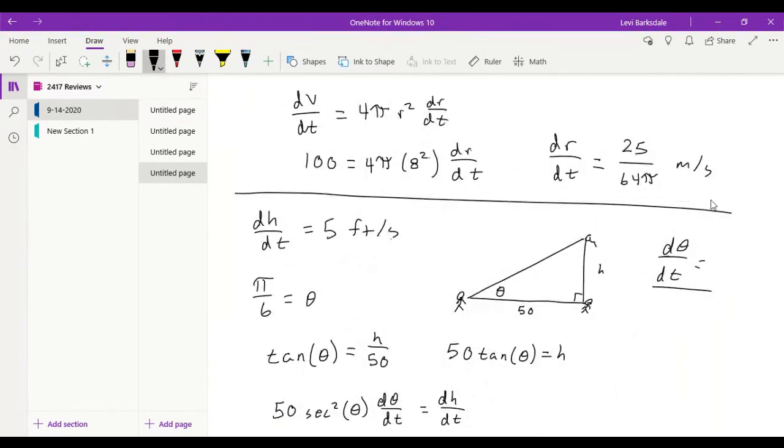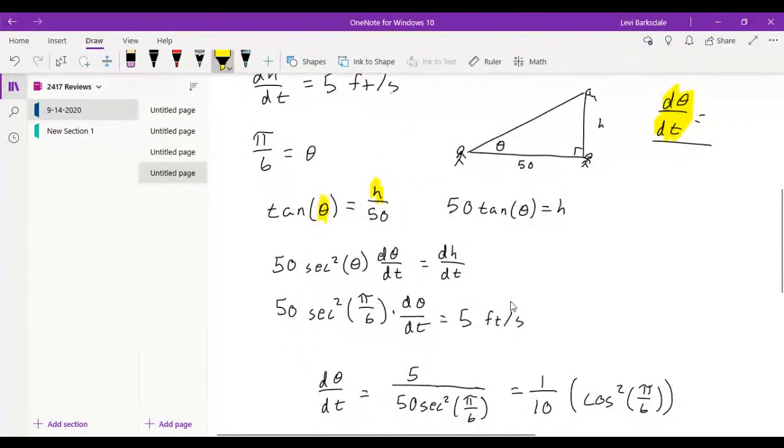Steps involved are, first you need to identify what you're looking for. So in this case, we said we need to find d theta over dt. Then you need to think and write an equation relating what you're looking for, in this case d theta over dt, with what you're given, which is dh over dt. And in this case, we wrote our equation relating theta and h, because we knew that when we took the derivative, that would result in a d theta and a dh. So then after you write this equation, you take the derivative, and then you simply plug in what you're given and solve.